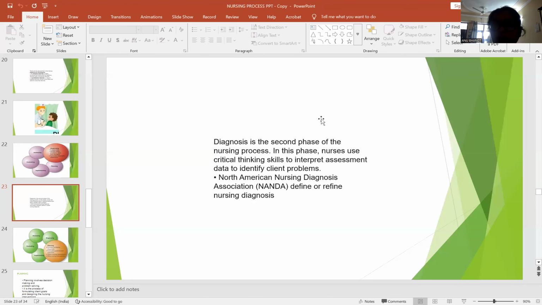Diagnosis is the second phase of the nursing process. In this, the nurse uses critical thinking skills to interpret the assessment data to identify the client's problem. A nursing diagnosis differs from the medical diagnosis. Medical diagnosis is the condition of the patient. Nursing diagnosis is according to the signs and symptoms of the patient and what the patient feels. According to that, we make the nursing diagnosis. So which diagnosis is this? The nursing diagnosis.